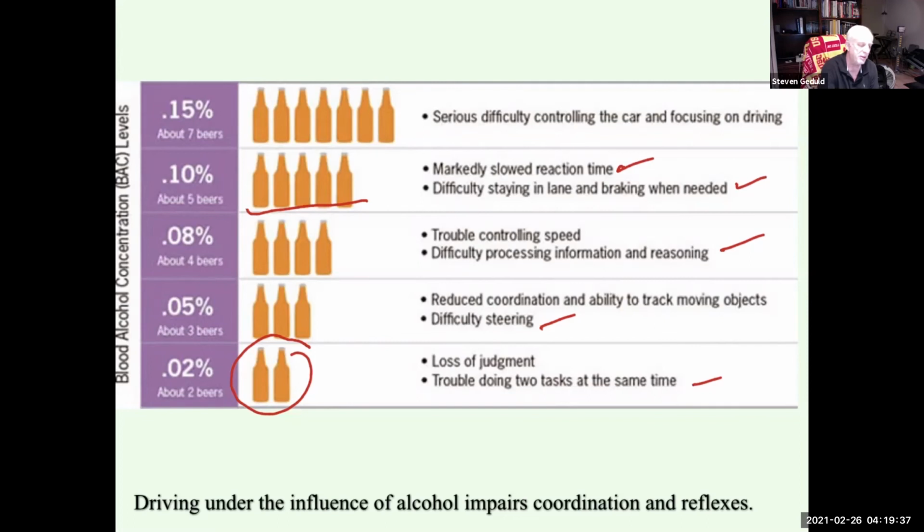About 7 beers is 0.15%: serious difficulty controlling the car and focusing on driving. Those are your blood alcohol concentrations.